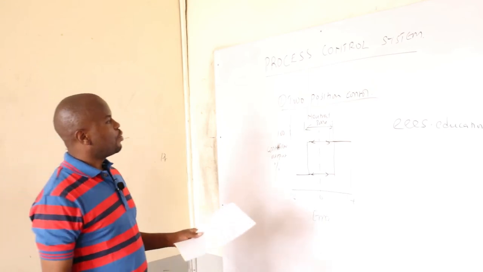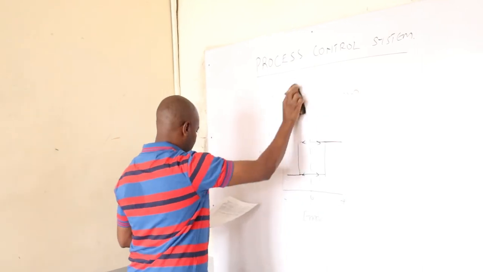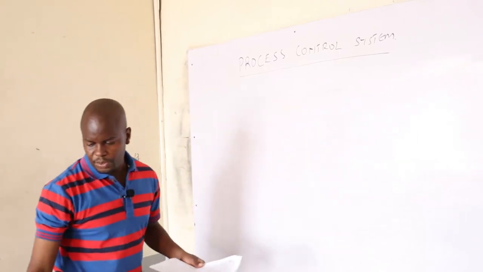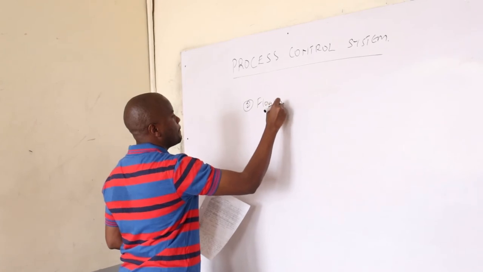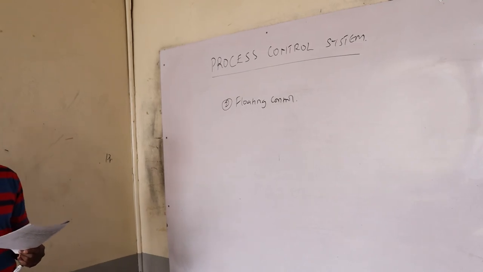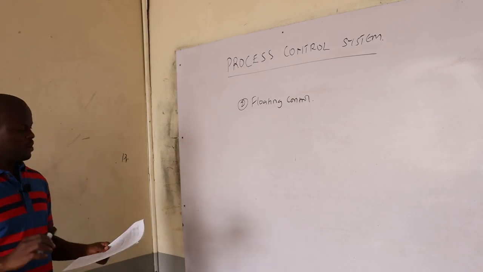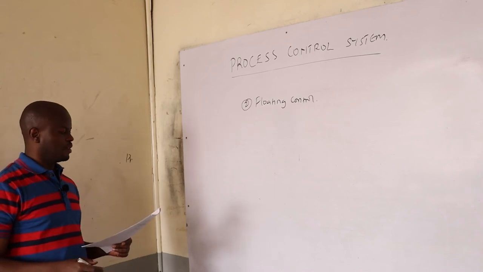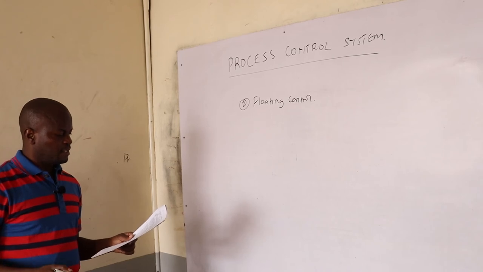The second mode of control that we're going to look at is floating control. Number two is floating control. So floating control is basically a special application of two-position control in which the final control element is always stationary as long as the error remains within the neutral zone. Anytime the error is within the neutral zone, it is stationary.